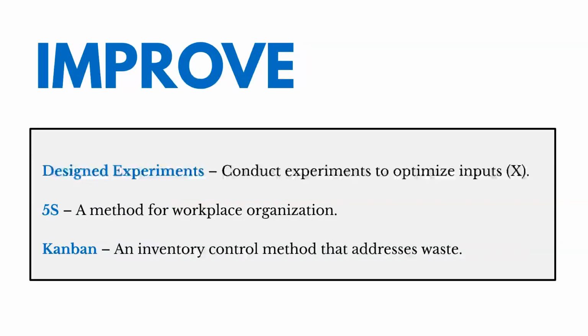And then we're trying to improve the process, actually implement the improvements. And we could use designed experiments, conducting experiments to optimize our inputs. We could use 5S, a method for workplace organization. And we can also use Kanban, an inventory control method that addresses waste. And sometimes it's referred to as just-in-time, getting things just in time.